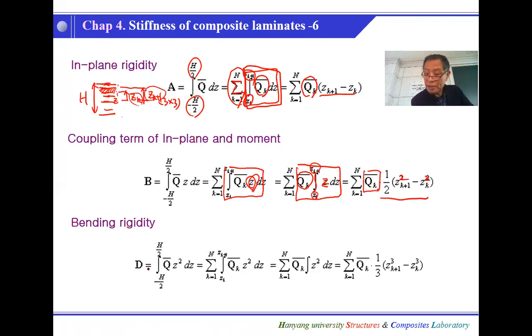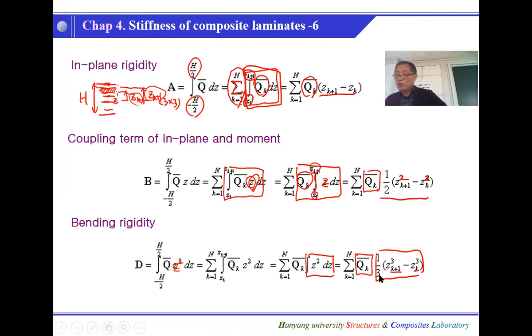Now we have the D matrix. For the D matrix, we have Z squared, and exactly the same procedure except for these Z terms. We integrate Z squared, giving 1/3, with z_k+1 and z_k for each ply. This is the kind of algorithm that we can use to calculate the ABD matrix from each ply stiffness.